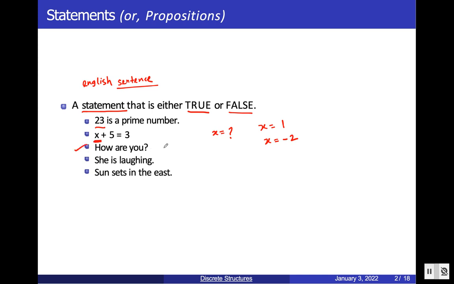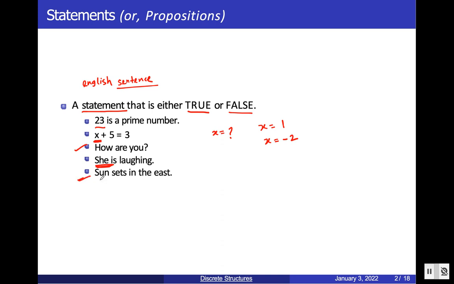How are you? What about that? That's a question. Someone is asking you, how are you? What is going to be the value of this sentence? Can we answer the value of this sentence using only true or false? Is that a fact? Is that a statement? She is laughing. Here the question is, who is she? If you do not know who she is, can we say whether she is laughing or not?